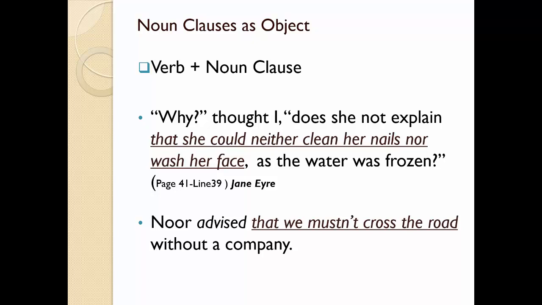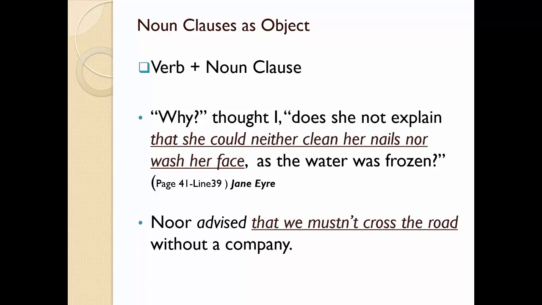The other example is, Noor advised that we mustn't cross the road without a company. Here it is giving a suggestion. In this example, we are giving a suggestion because here Noor advised us that we mustn't cross the road because it is dangerous, so we must have a company. So here she is suggesting something, an advice.